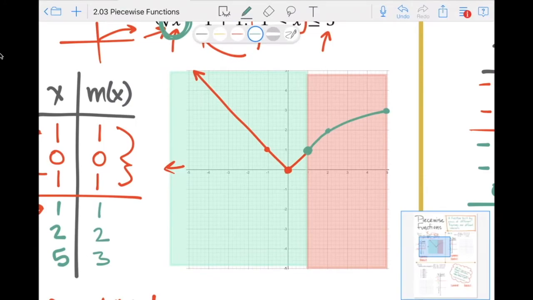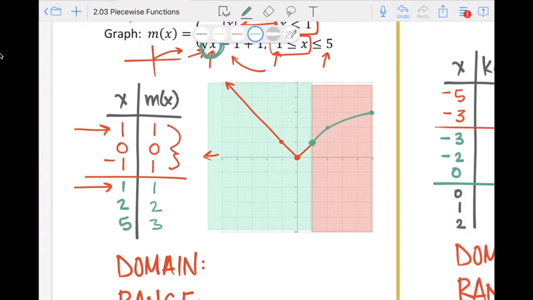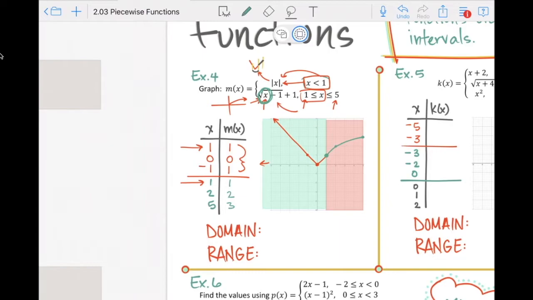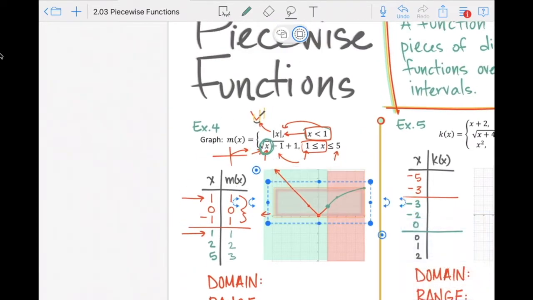So now let's look at our range. Be really careful on these. A lot of students would go, okay, well, the bottom of the function is where that v is at 0, 0, and then the top of the function is right there, where you're kind of paying attention to endpoints.